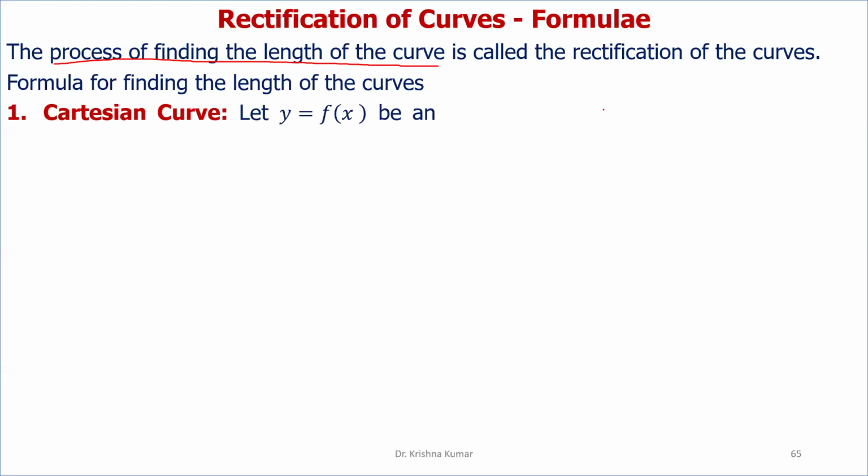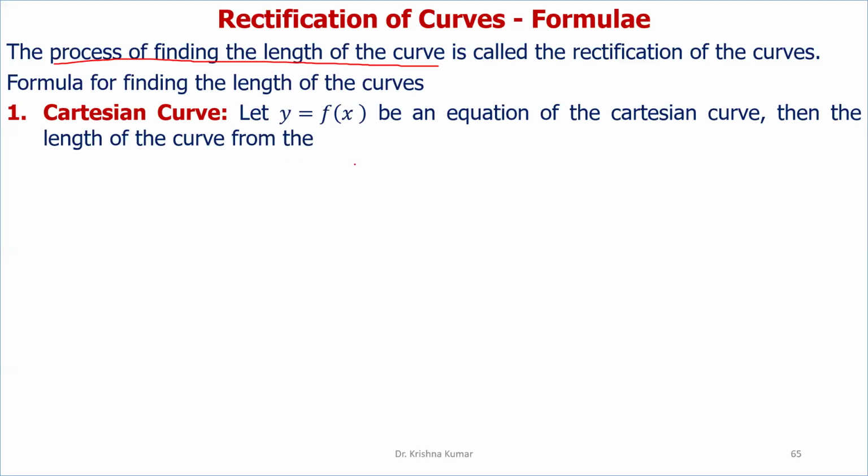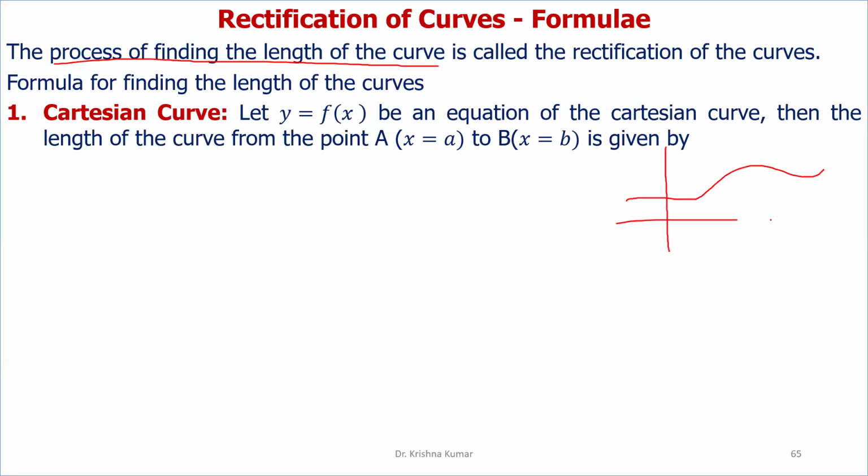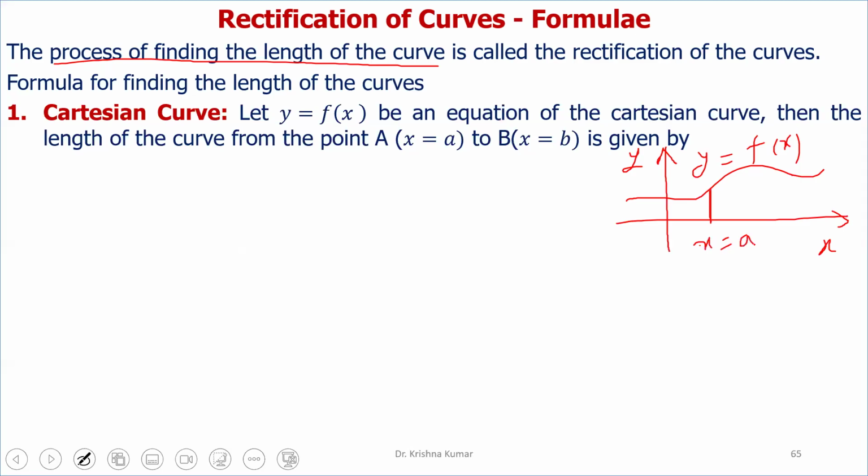Let y equal to f(x) be an equation of the Cartesian curve. Then the length of the curve from the point x equal to a to x equal to b is given by, for example, this is the curve. This is the x-axis. This is the y-axis. Let us try to find the length. This is the curve y equal to f(x). For x equal to a to x equal to b, we want to find the length of the curve from this point to this point.